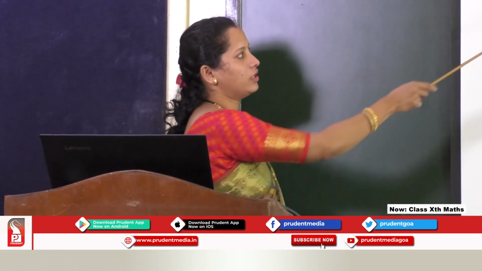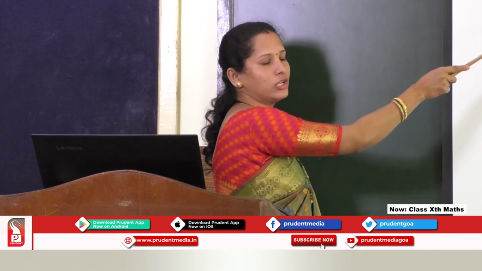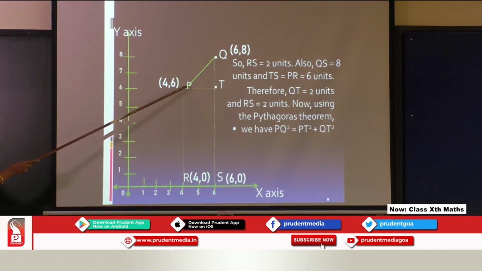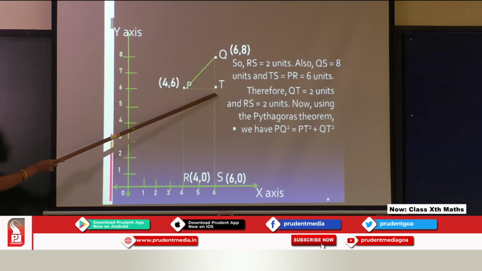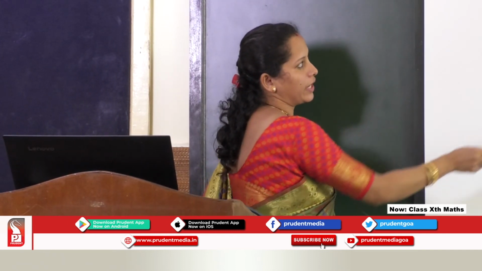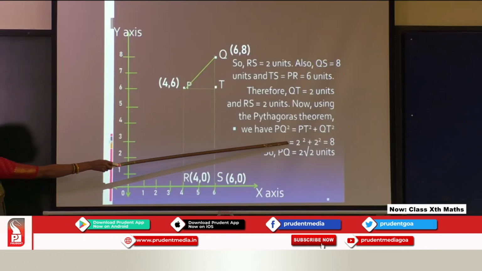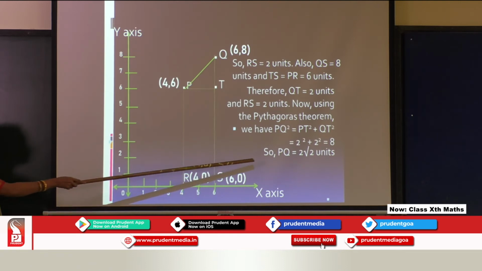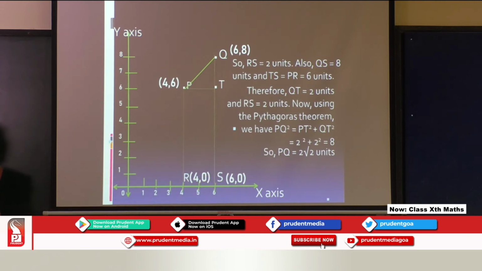So now we got here a right angle triangle again. So now can we find the distance of PQ? Yes, we can find the distance of PQ by using the Pythagoras theorem. So here this is the hypotenuse. So PQ square is equal to PT square plus QT square. So PT square is equal to 2 square and QT square is also equal to 2 square. So 2 square plus 2 square is equal to 8. So PQ is equal to 2 root 2 units.